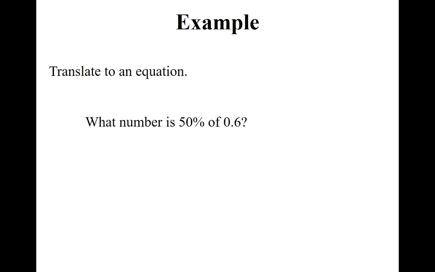What number is 50% of 0.6? Everything means something. What number is the unknown, is the n. Is equals. 50% is 50%. Of is multiplication. 0.6 is 0.6.